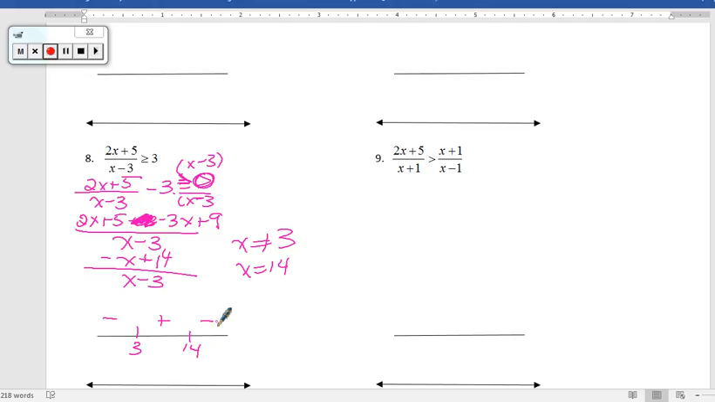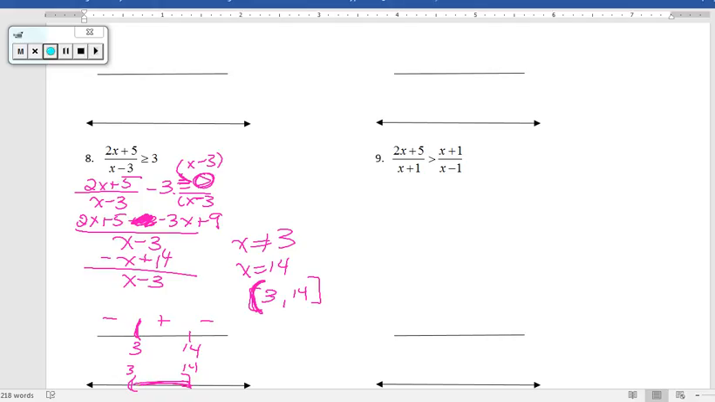So in interval notation, it's going to be between the 3 with a soft bracket, because that's where x cannot equal. So I know a soft bracket's going there, and between 14 with a hard bracket. So we would have 3 and 14, soft bracket here, hard bracket over there, and all values in between.